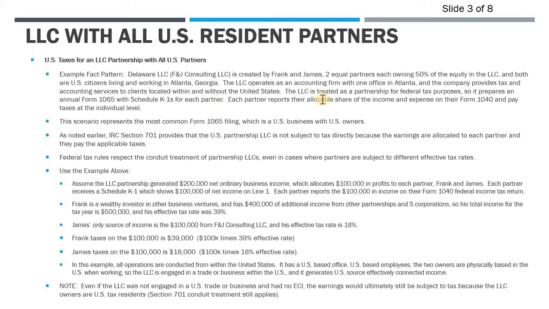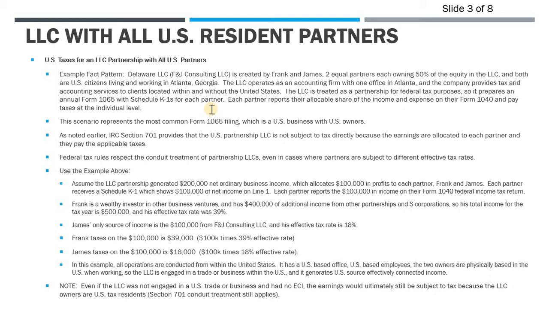Well, the LLC is treated as a partnership for federal tax purposes. So they formed an LLC partnership. It was a partnership by default. They haven't made an election to be an S corp, nothing like that. So what the LLC does is it prepares a 1065 every year, and a Schedule K-1 is provided to each partner, and the K-1 shows their allocable share of the income and expense.